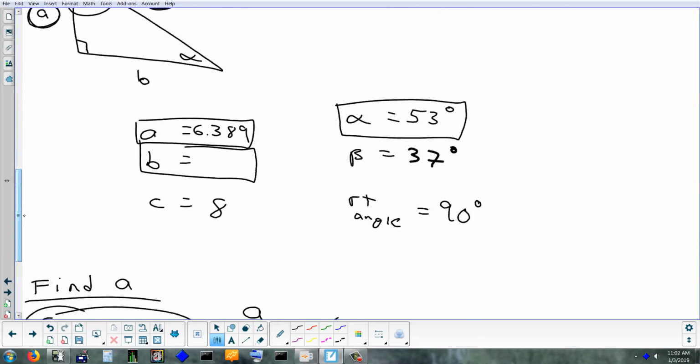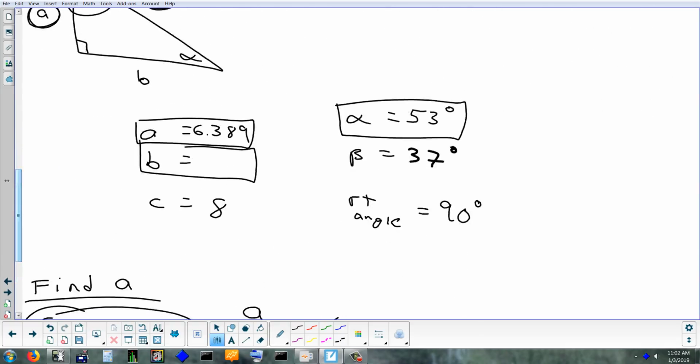Now, I've got 2 out of 3 of the sides in the triangle. So what could I use now to get B? A squared plus B squared equals C squared. Yeah, I could use the Pythagorean theorem to get B. But in this case, there's a couple reasons why I don't want to do that.